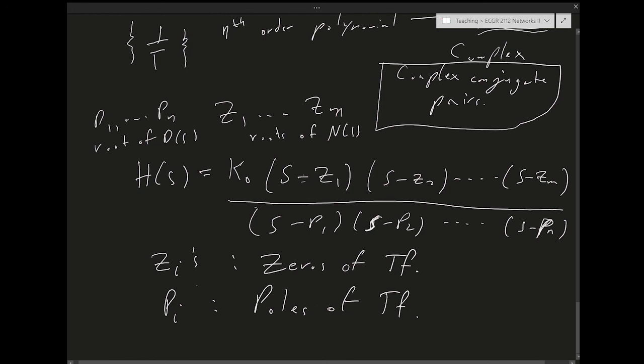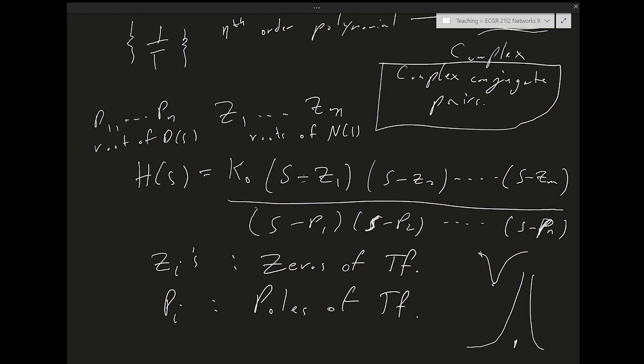And the reason, of course, they are called zeros is obvious. When s equals any of those zi's, the transfer function will be zero. When s equals any of the pi's, the transfer function will be infinite. So at the zeros the transfer function is zero, and at the poles it becomes infinite. Having an infinite value at a certain point is like a pole. You can imagine it to be some infinite pole.